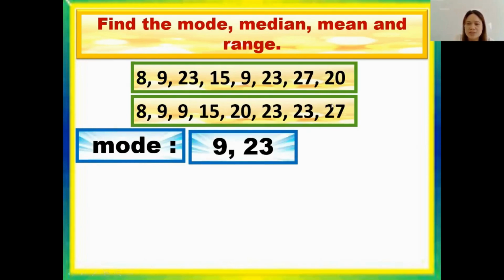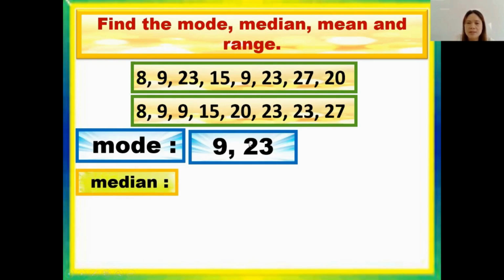Of course, as you can see, there are 2 modes because 23 repeats twice, 9 also repeats twice. So 9 and 23 should be written as the mode of this data. Not only 9 or not only 23, it should be both.